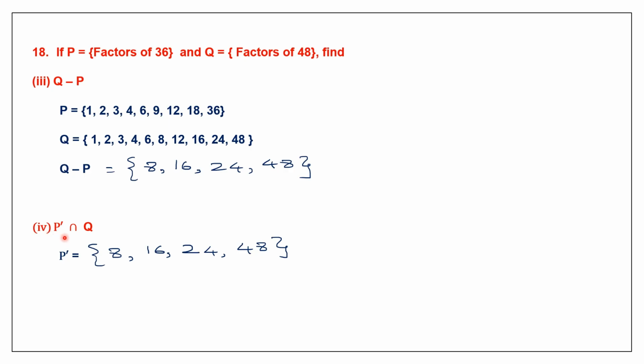Now we have to write the intersection between this set and set Q. Now we have to see what is common between this and set Q. So let's write that P dash intersection Q will be common elements. Now let's see if 8 is there in Q. 8 is there, 16 is there, 24 and 48. So this is again 8, 16, 24 and 48. So this is the answer to this question.